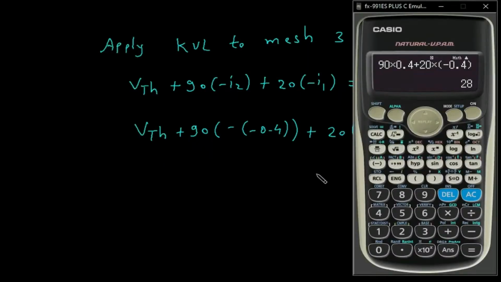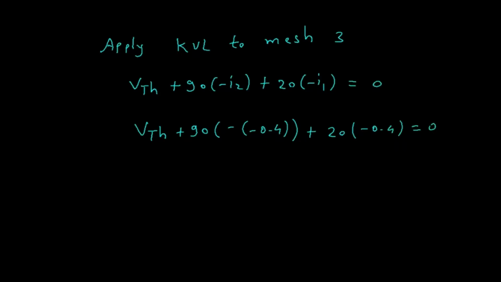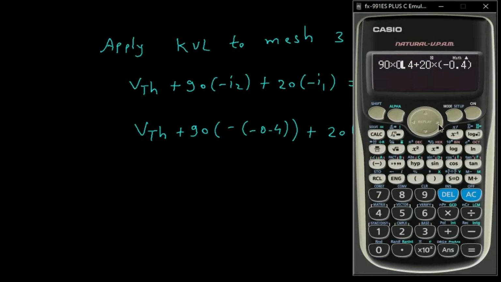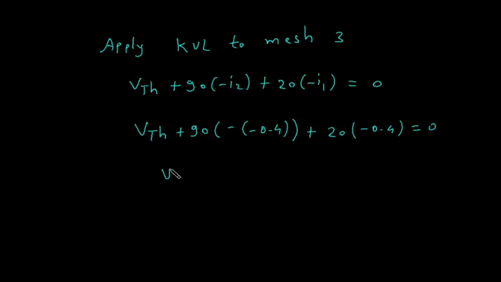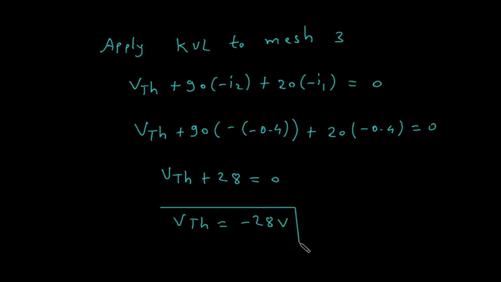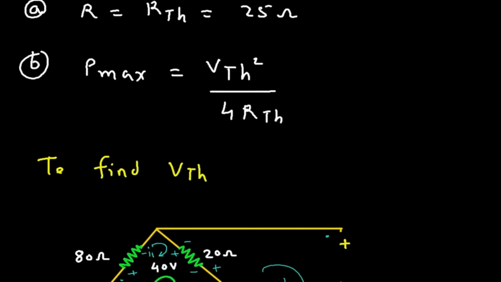So this will be 28. 90 into 0.4 plus 20 into minus 0.4. So this is VTH plus 28 is equal to 0. Therefore VTH is equal to minus 28 volt. Now we have the value of VTH and RTH. So we can find Pmax.